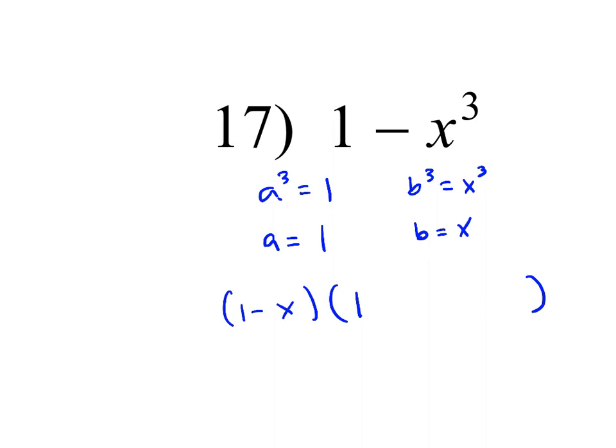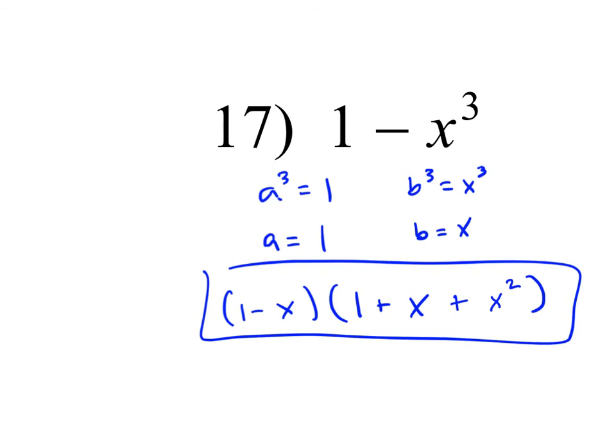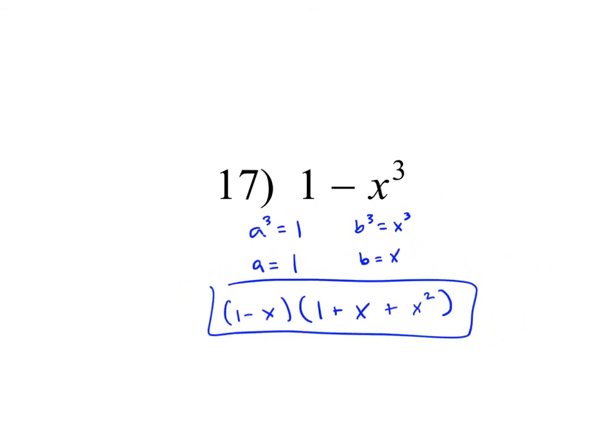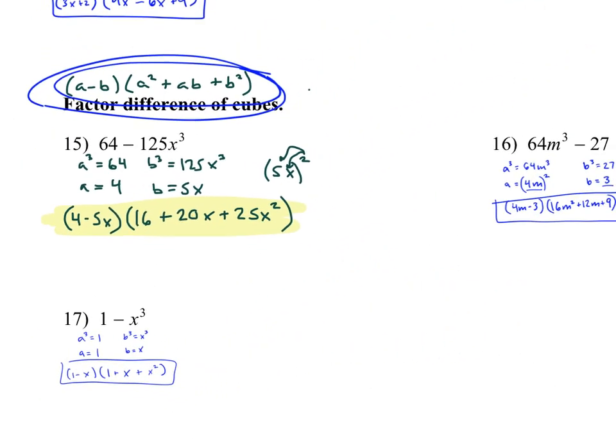And then we have plus a times b. 1x. So we would just write that as x. And then plus b squared. X squared. Awesome. So any questions on this section? Factoring the difference of cubes?